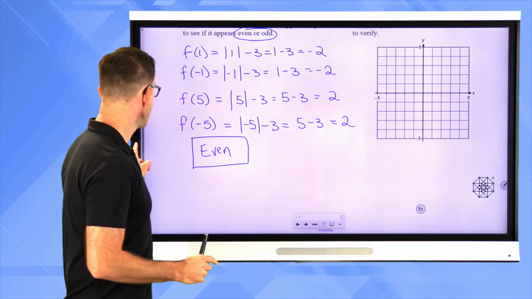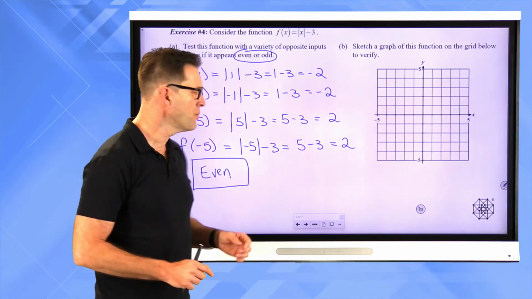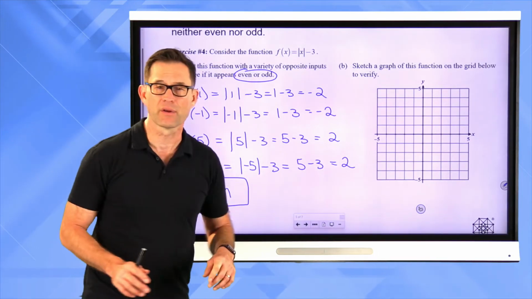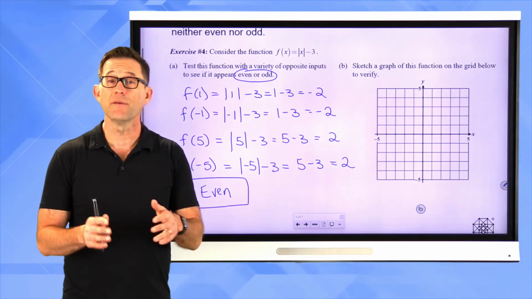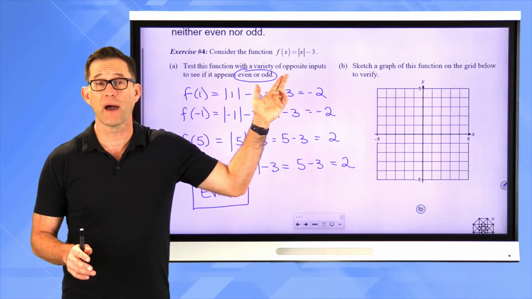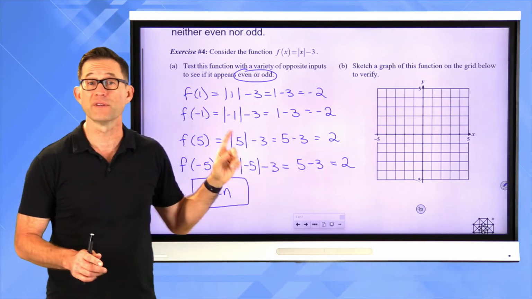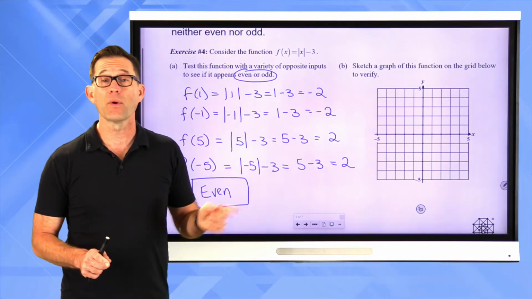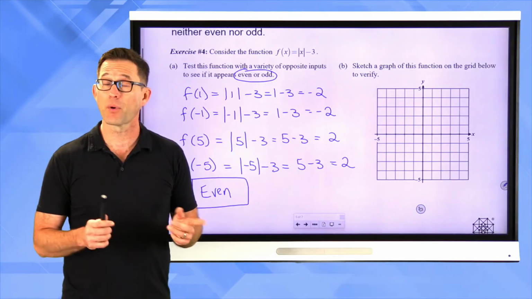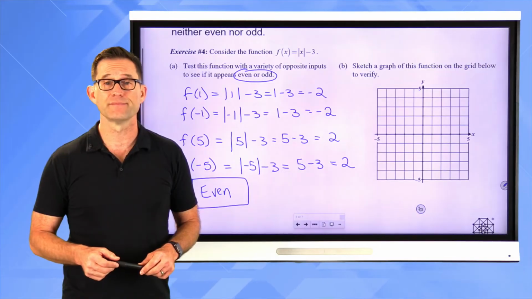Now, let's take a look at part B of this problem. Sketch a graph of this function on the grid below to verify. Well, we can probably do this even without our calculator, all right? But what I'd like you to do is take your calculator, if you need to, put this into your calculator and create a sketch of the graph here, right? You just need a few more points. We already have some points here at 1 and negative 1 and 5 and negative 5. You might want to figure out just what f of 0 is, and that probably would be enough to allow you to sketch it. Pause the video now and go ahead and do that.